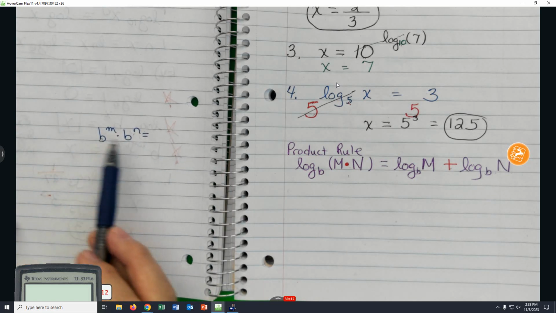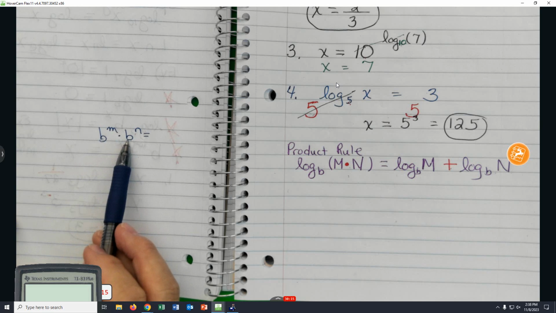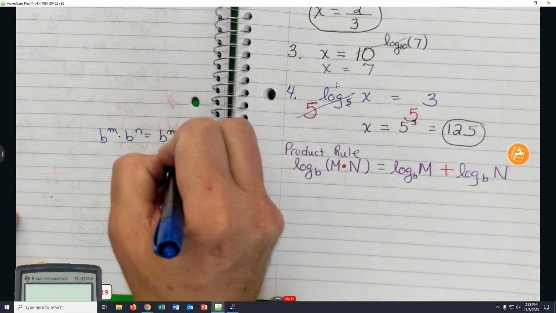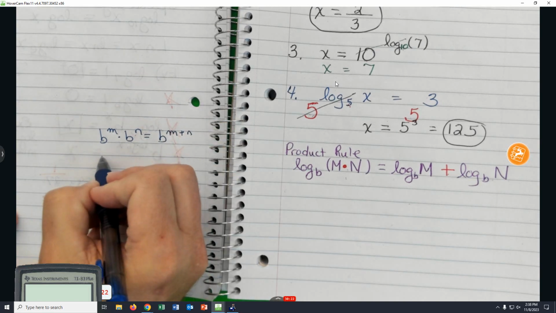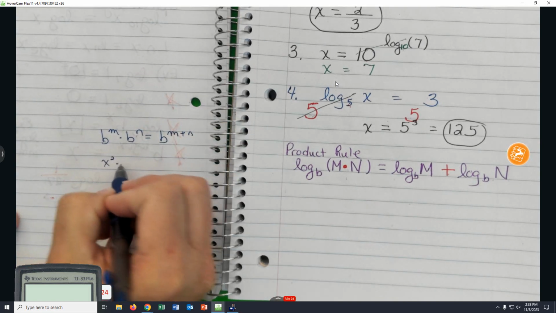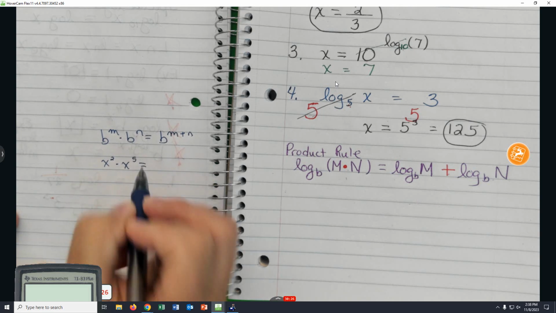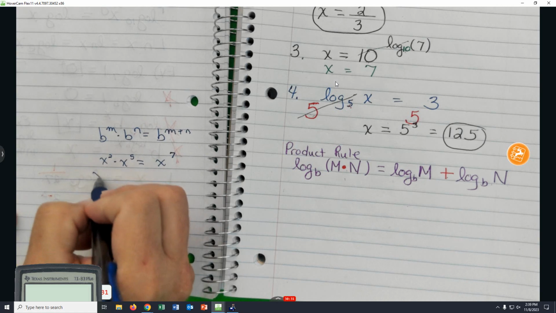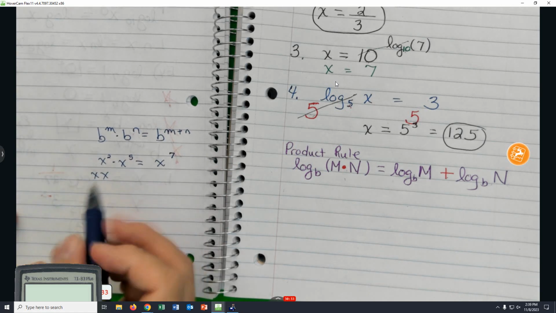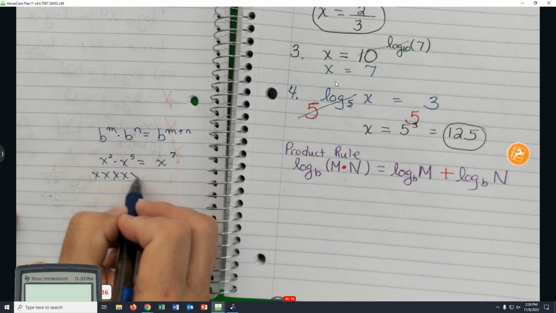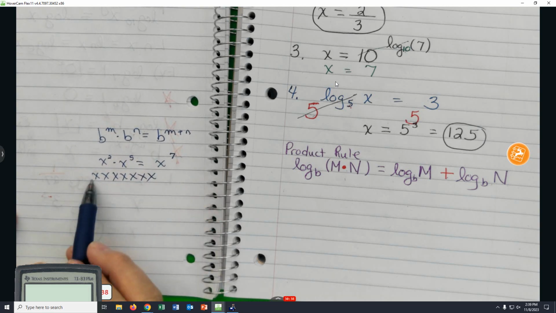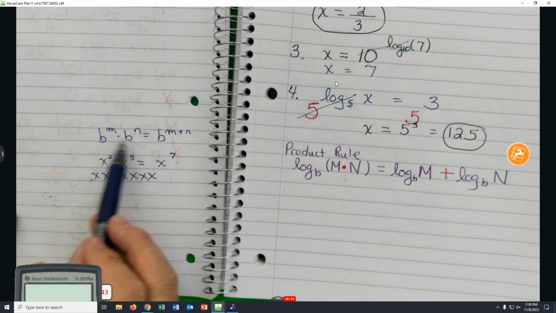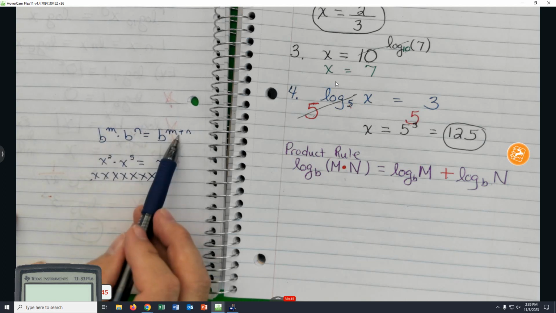If you have repeated bases, you add the powers, b to the m plus n. For example, if you had x squared times x to the 5th, that's the same as x to the 7th. 2 x's, and then 5 more. 1, 2, 3, 4, 5. How many x's do you have total? 7. If you have repeated bases, you add the exponents.